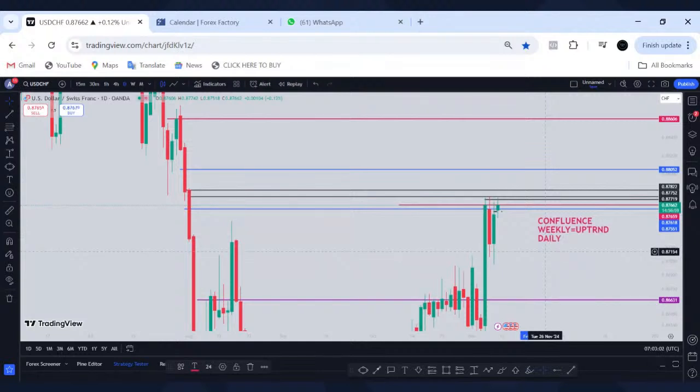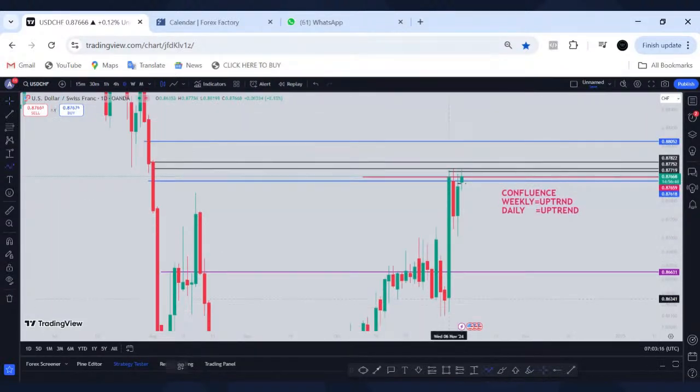So the daily time frame too is also an uptrend. You get it? So it broke out from the zone, made a red test and trend continuation.